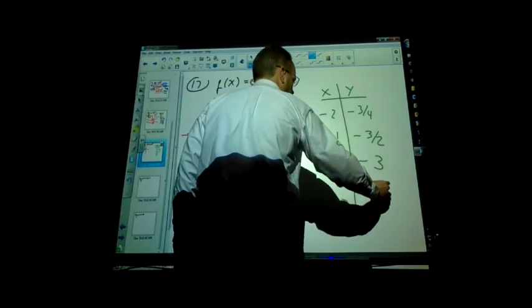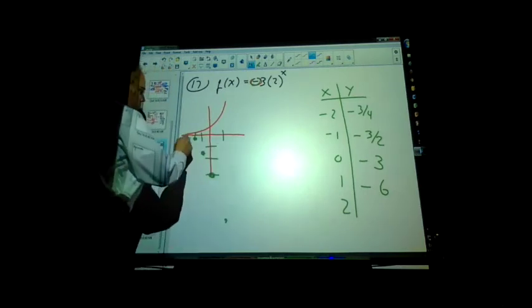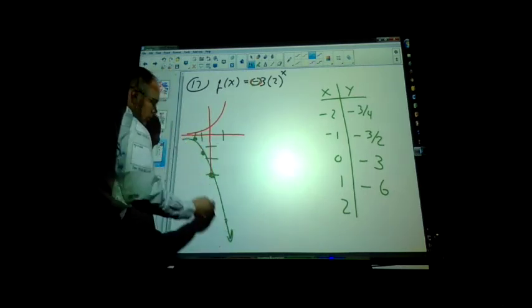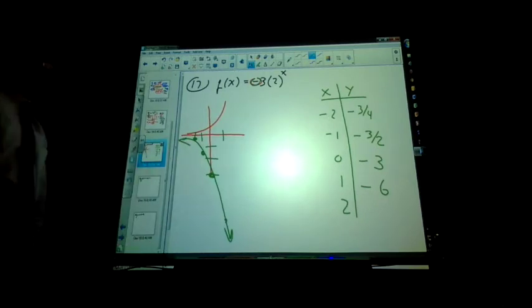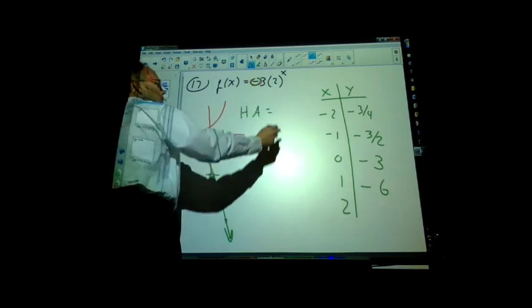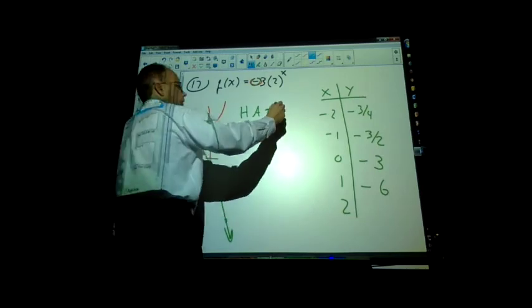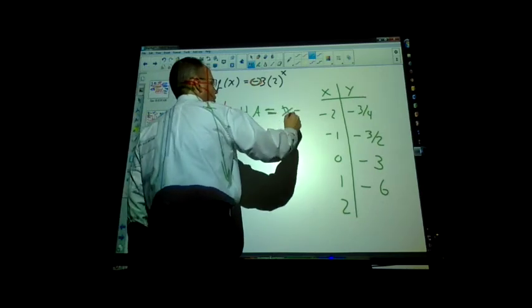This might be about as far as we should go on this. Negative 6 is going to be further down here. So that looks okay. Hey, what's my horizontal asymptote? Let's do this first. What's my horizontal asymptote? X equals 0. I'm sorry. Oh, excuse me, y equals 0.